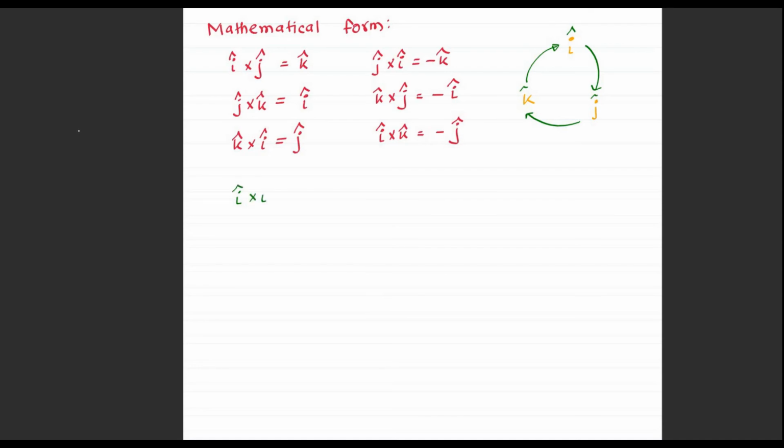What is I cross I magnitude? It's 0. Similarly, J cross J magnitude is also 0. K cross K magnitude is also 0. Very important. Okay.